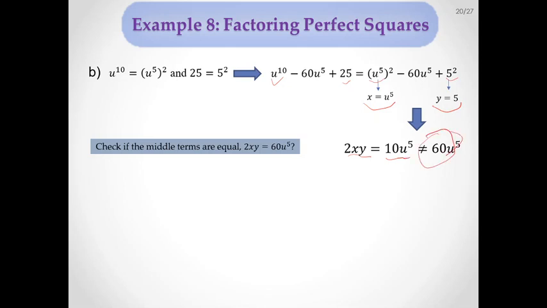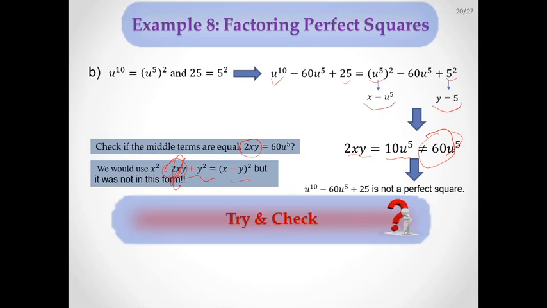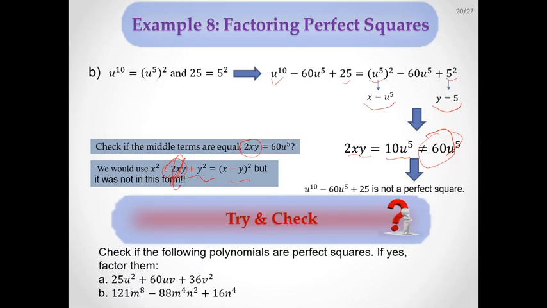So in this case, we say this is not a perfect square, and we were checking this 2xy because we would use this formula for it. But indeed, we didn't have this one here, so we say it's not a perfect square. So please stop the video and try to do this exercise, and then you can check your solution with mine.